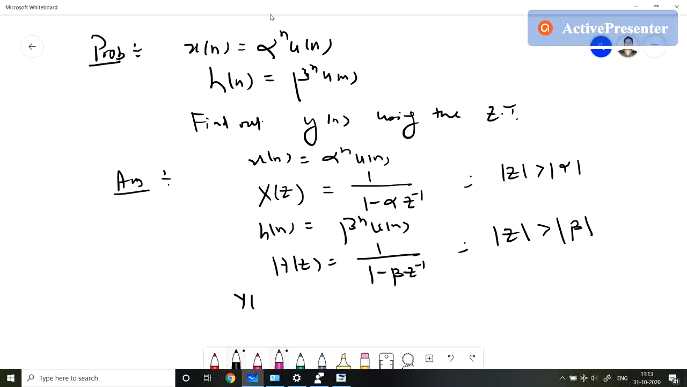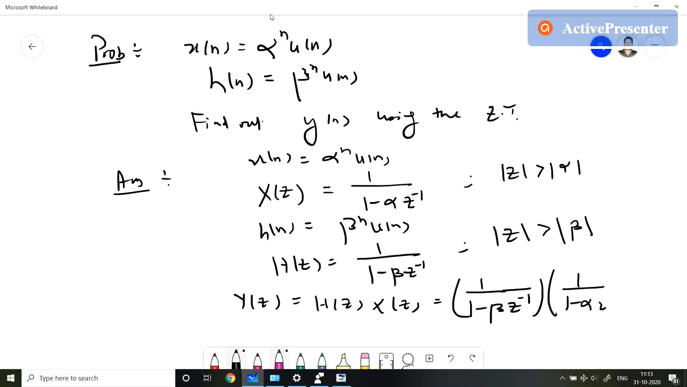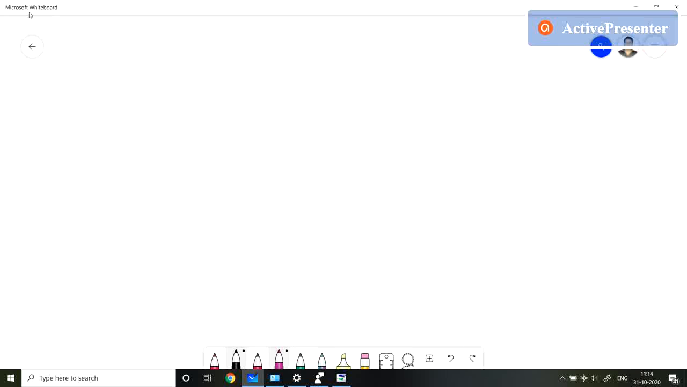Now y[n], the z transform of y[n] is Y(z), and it is equal to H(z) multiplied by X(z), and that is equal to 1 divided by 1 minus beta z inverse multiplied by 1 divided by 1 minus alpha z inverse. So this is our Y(z).